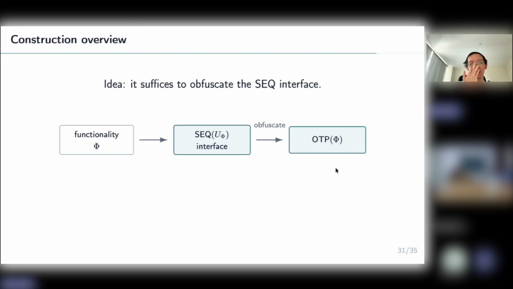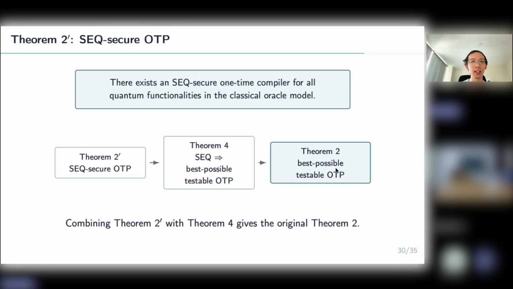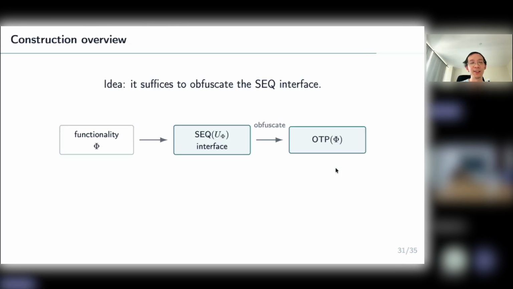Okay, so with the remaining time, let me quickly tell you how the construction of SEQ secure one-time program works. The idea is pretty straightforward. Once we've established all this groundwork like SEQ, here's a very natural idea. In order to get SEQ security, if we can just obfuscate the SEQ interface, then we'd be done. Because again, the security just says it should be simulatable from SEQ interface. So you start with the functionality, you wrap it in this SEQ interface, which is efficient. If you obfuscate it, then you will be done.